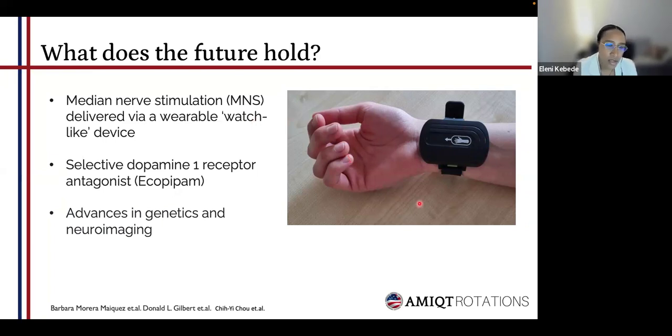And in the clinical trial, what they did was they gave patients this watch to wear at home and deliver the pulse every 15 minutes. And they did it for 1 month, and looked for a response from that. The other is selective dopamine 1 receptor antagonist drug, ecopipam, that's being studied, which could be another good option in the future. And advances in genetics and neuroimaging have also promised a lot.